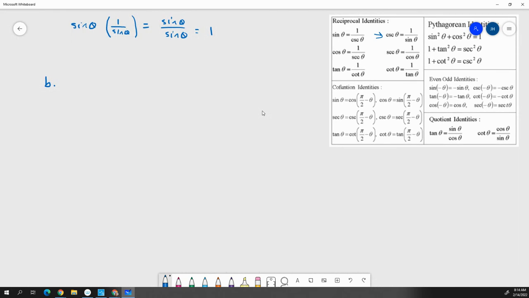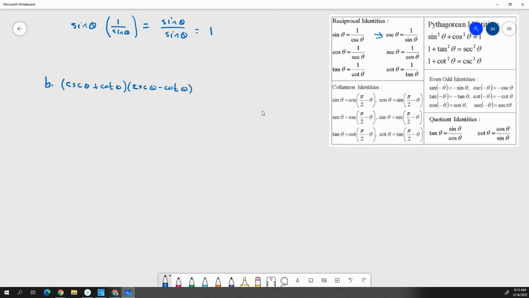If I have, can't write today. Parentheses cosecant of theta plus cotangent of theta times cosecant of theta minus cotangent of theta.